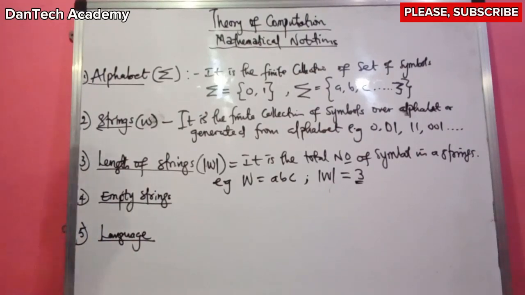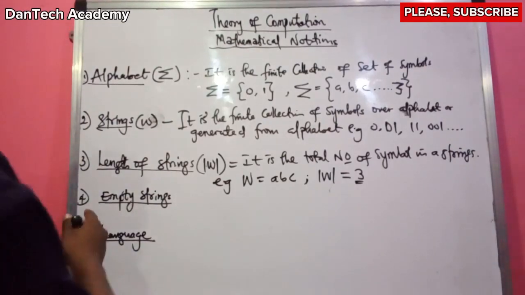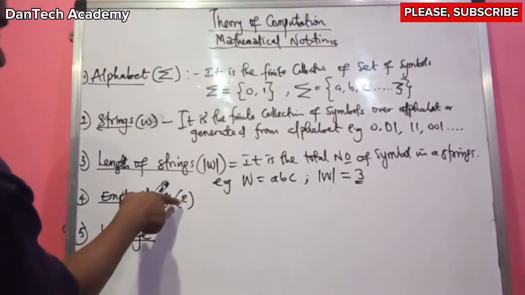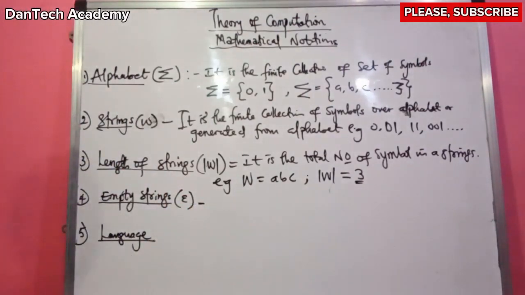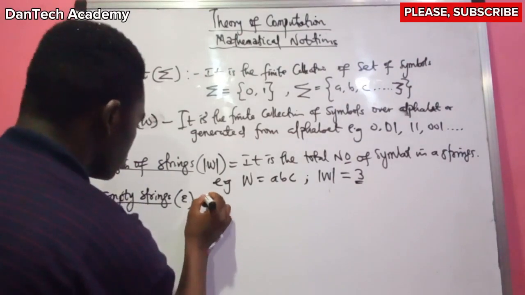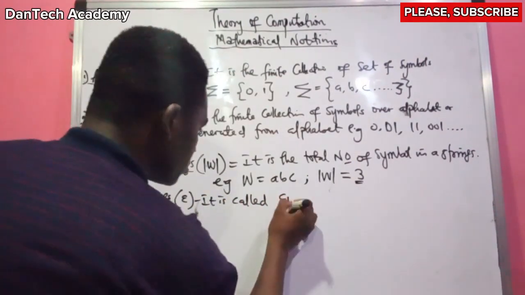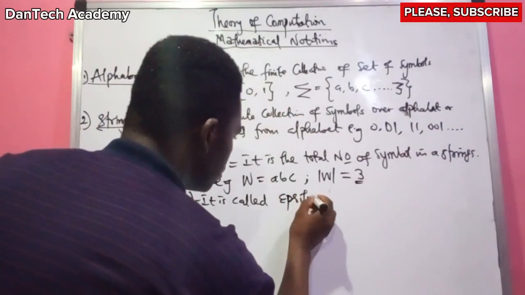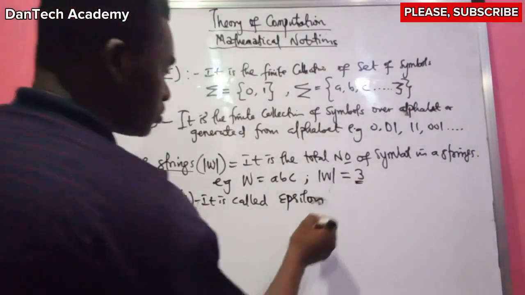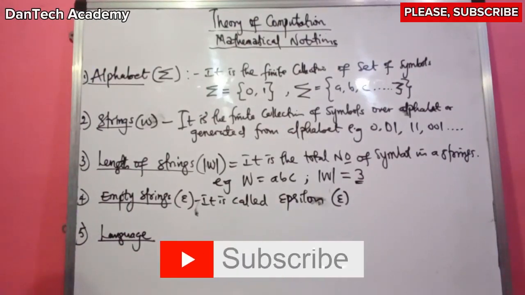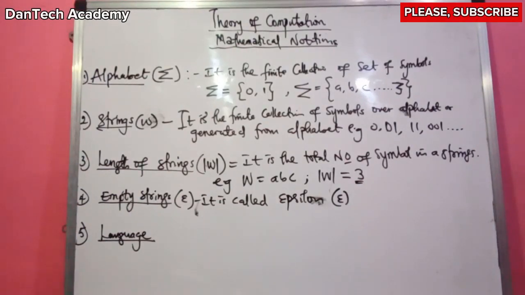The next one is the empty string. It is denoted using the symbol called epsilon. So what is epsilon? Epsilon is a string with no symbol. If we have a string and it has no symbol, it is considered to be epsilon.